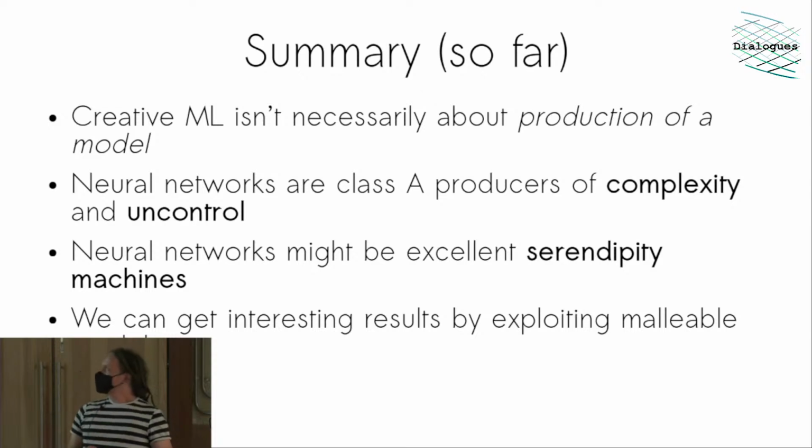Neural networks are Class A producers of complexity and uncontrol. As we saw with the CTRNNs at the start, they can be really, really good modulation sources, and we can get some quite interesting and sometimes what might seem like musical signals out of them. And we can train them, or we can take a no data approach and instead fine-tune how these models are related to their environment and how they interact with their environment, rather than actually training them. So this is very much human optimization rather than algorithmic optimization.